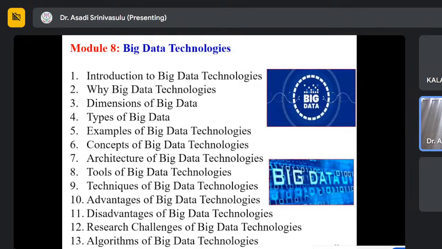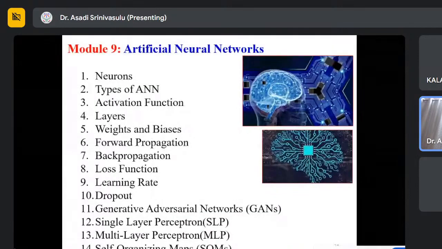There are various concepts we are using in these big data technologies, tools and techniques, and various algorithms. Then artificial neural networks. So neuron is a biological expression. In the biological pattern, we are creating an artificial neural network with the help of input and hidden layers. We have various activation functions and learning rate and dropout and layers like weights and biases, generative adversarial networks, SLP single layer perceptron, multi-layer perceptron, self-organizing maps, etc.